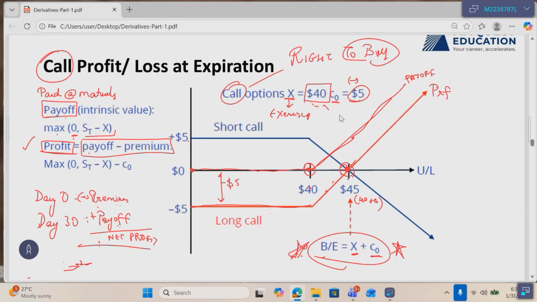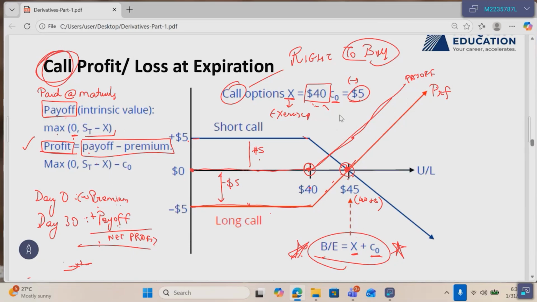Whatever the long is doing, the short is doing the opposite. Long lost $5, the short made $5. Right? Long went up from here, short went down from here. Short has unlimited losses, long has unlimited profit. Simple. This is how you interpret an option diagram for a call.